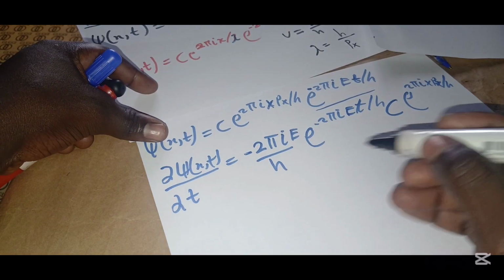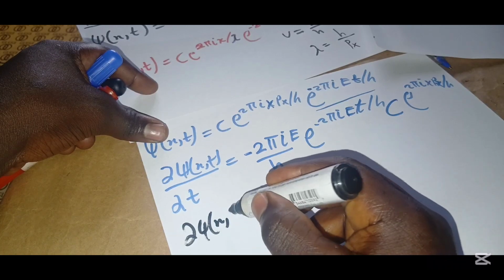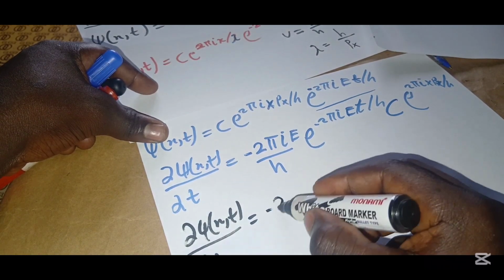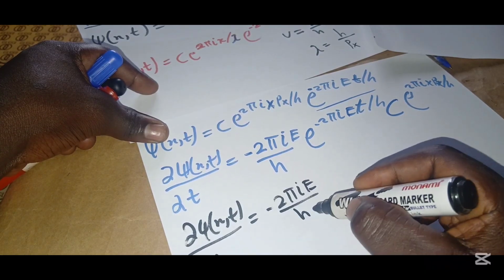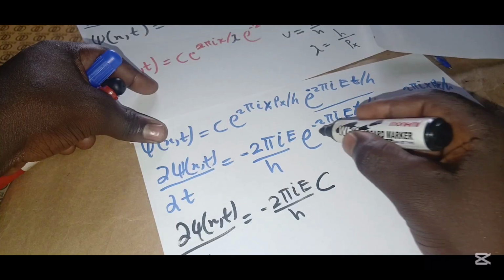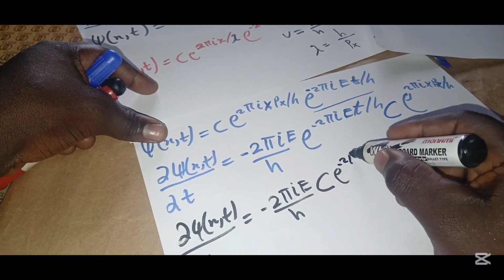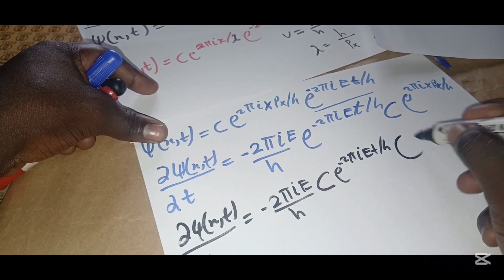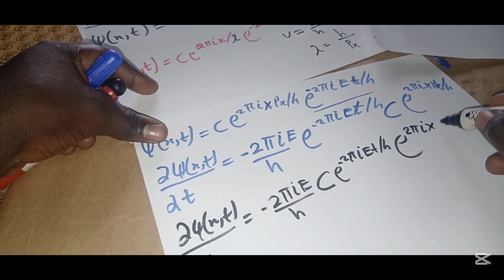Now rearranging everything, we get the derivative of the wave function with respect to time equal to minus 2 pi i E over h, then C e to the power minus 2 pi i E t over h, and e to the power 2 pi i x px over h.